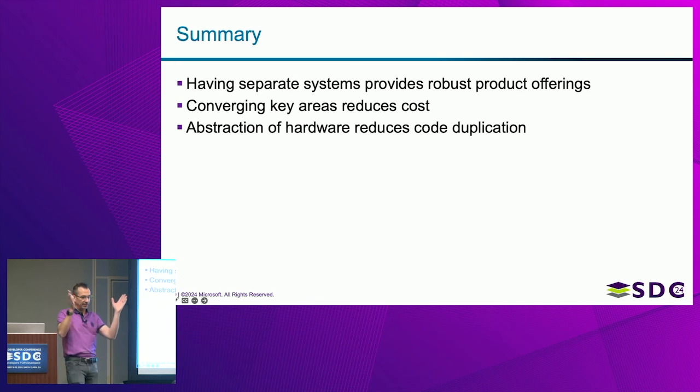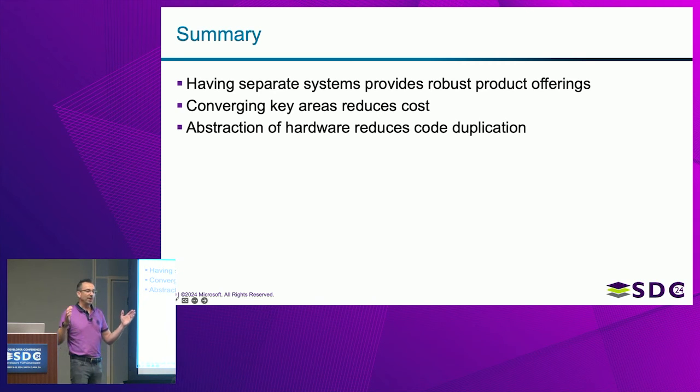And for us, that distills down to we update in place and we have append-only, but converging the key areas really reduces costs for us. The key area here is the media usage, right? I don't want to have two different systems that know how to talk to this hardware. I don't want to have two different code bases for SMR versus ZNS. And I don't want to have two different code bases based on the silicon type that I'm running on.